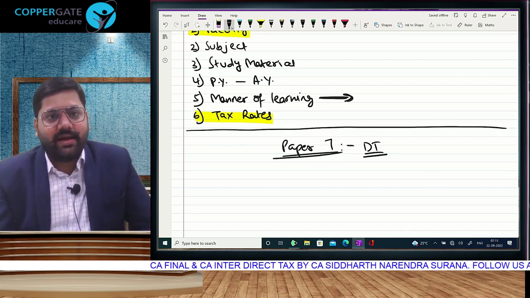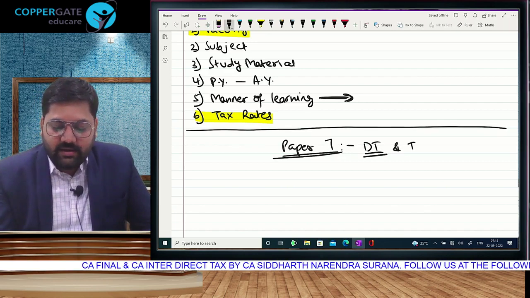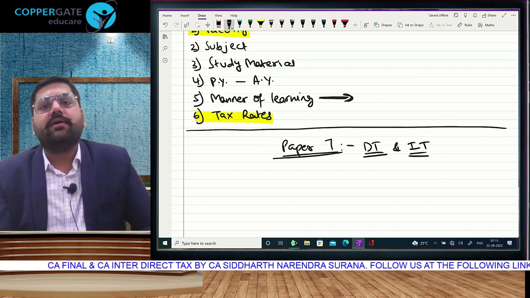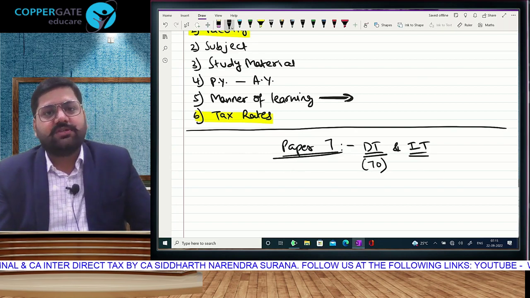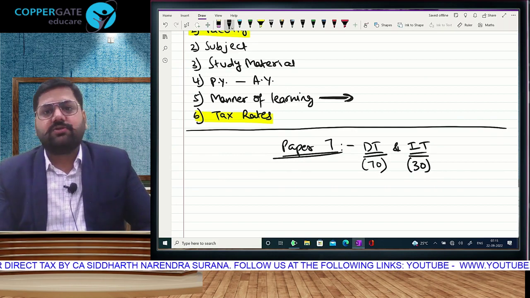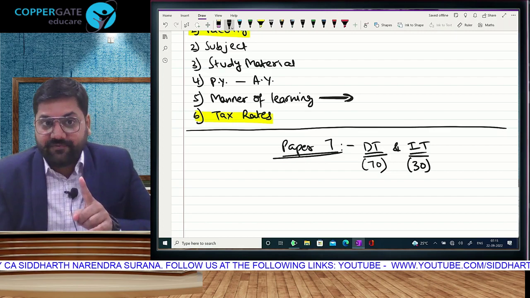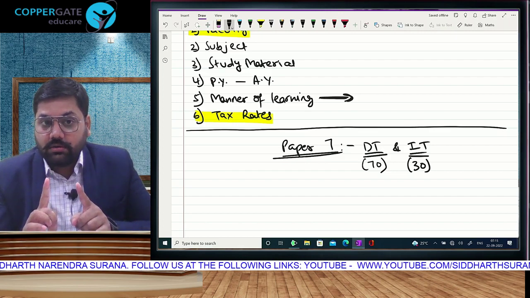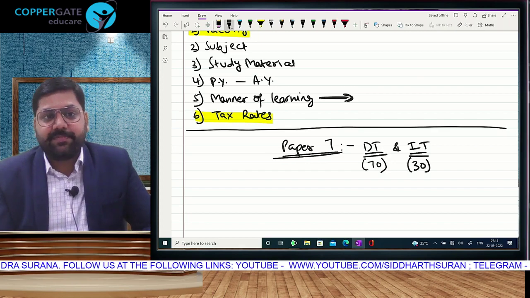It is called direct tax, but the full name of the subject is direct tax and international tax, because only 70 marks of your subject is direct tax. 30 marks of your subject is going to be chapters from international tax. Do not get confused. I am not talking about the elective paper international tax. There is a separate paper, paper number 6.